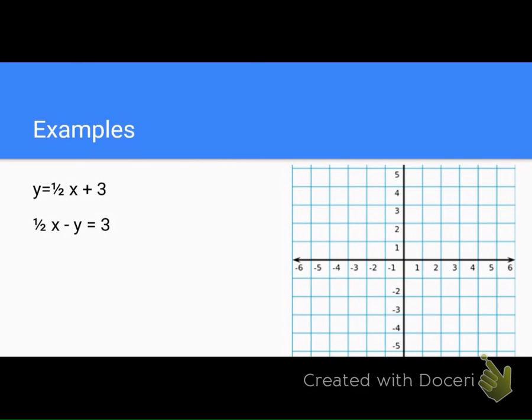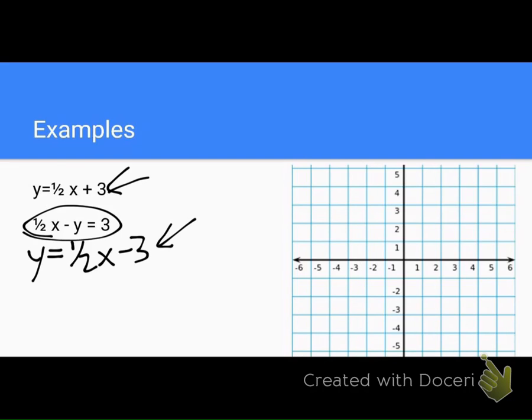All right, and the last example, if I move the terms around in this equation so that I get into slope-intercept form, I have y equals 1/2 x minus 3. So these equations both have the same slope, which means they're going to be parallel. So they'll never intersect, which means I have no solution.